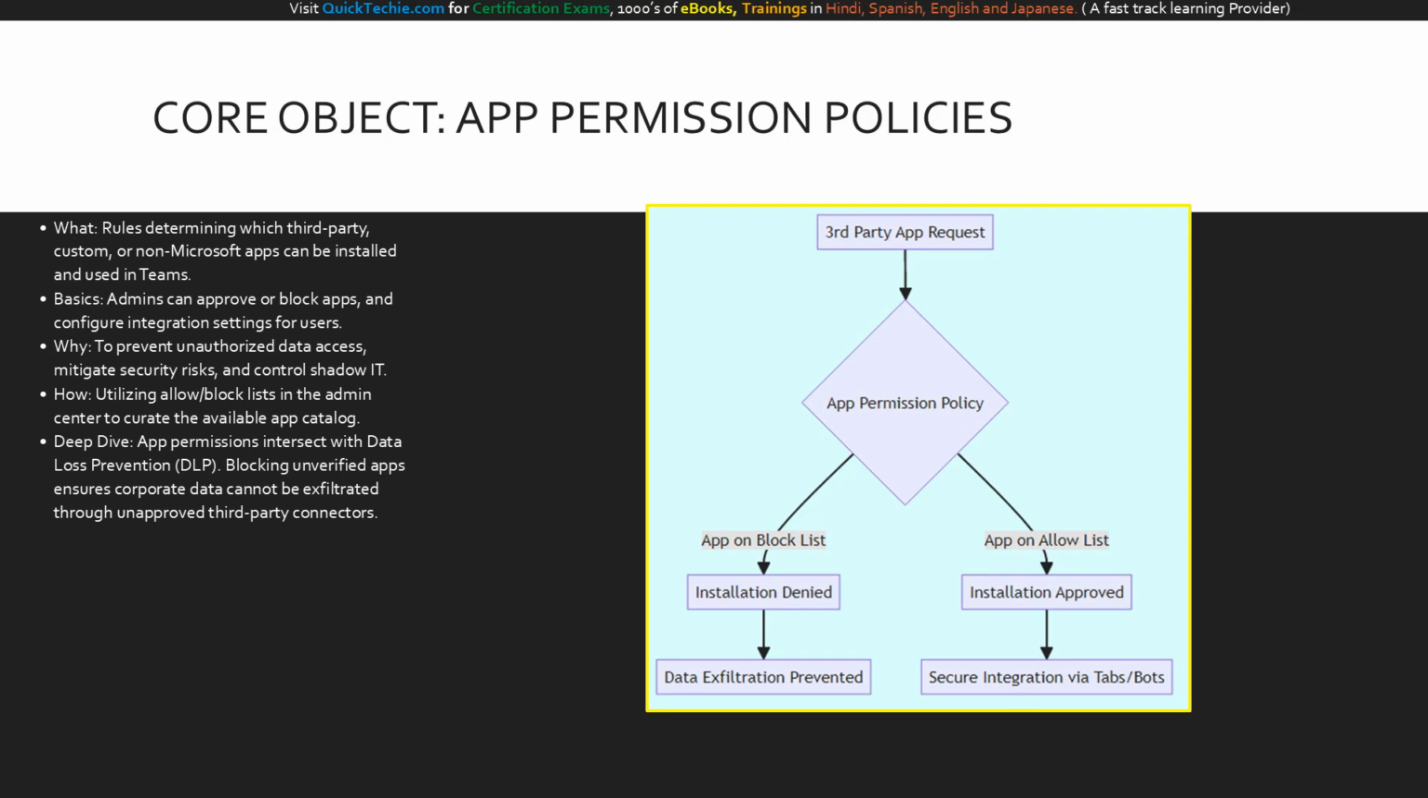Our final core policy object focuses on extensibility, app permission policies. What are these? They are the strict rules determining exactly which third-party, custom-built, or non-Microsoft applications can be integrated into your Teams environment.